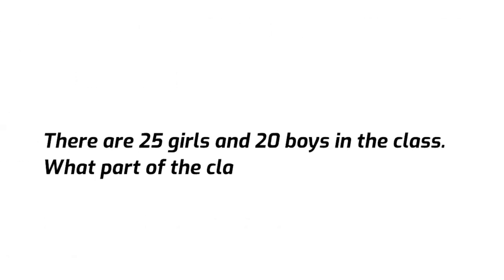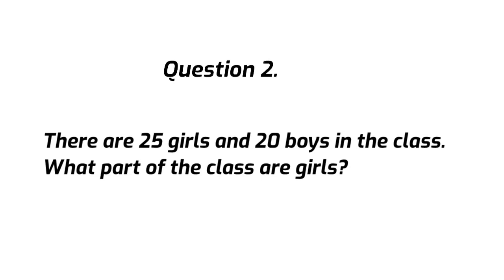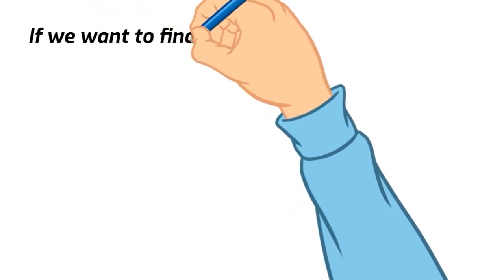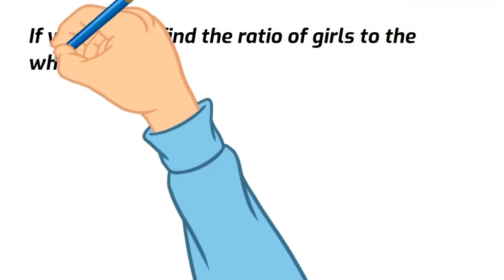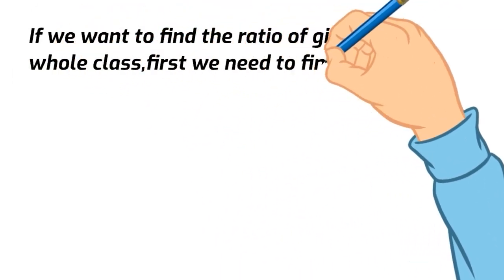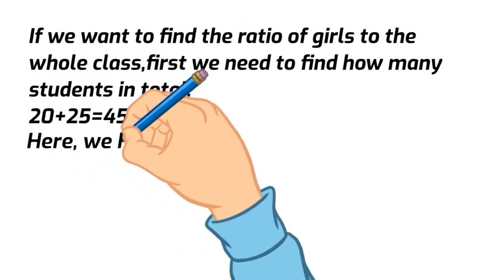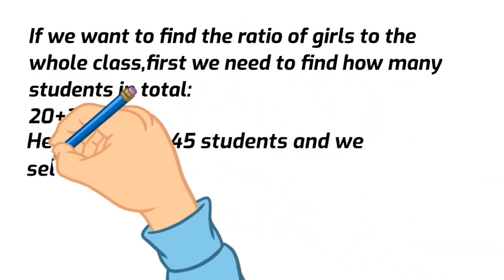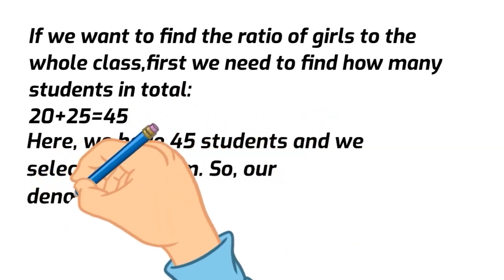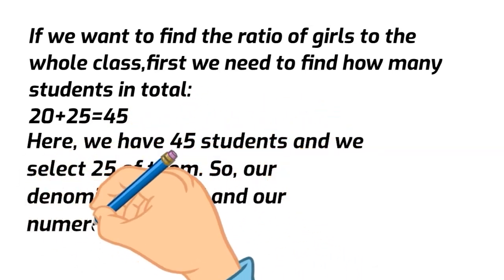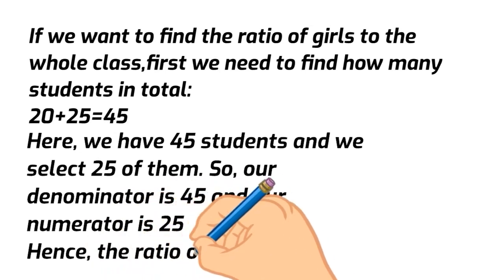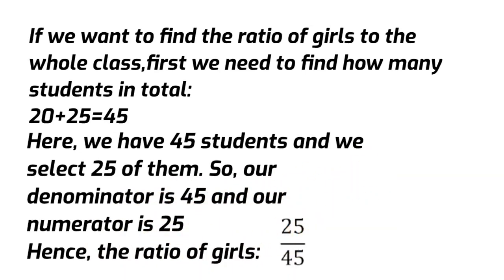There are 25 girls and 20 boys in the class. What part of the class are girls? If we want to find the ratio of girls to the whole class, first we need to find how many students in total. 20 plus 25 equals 45. Here, we have 45 students and we select 25 of them. So, our denominator is 45 and our numerator is 25. Hence, the ratio of girls is 25/45.